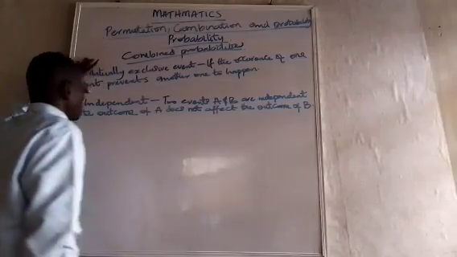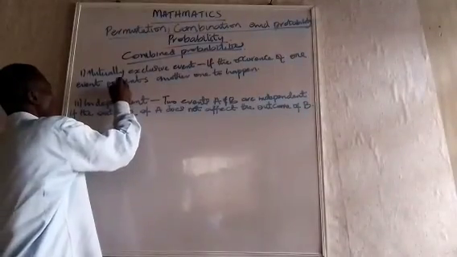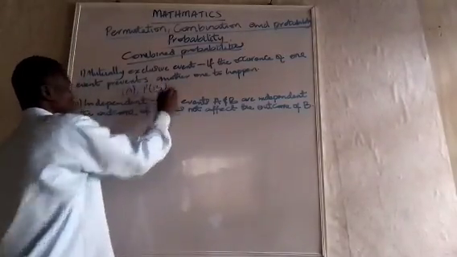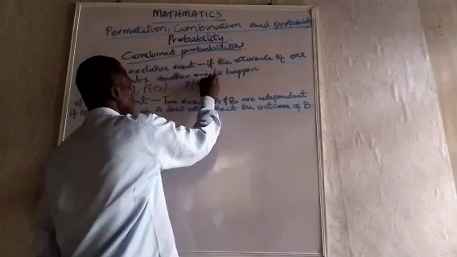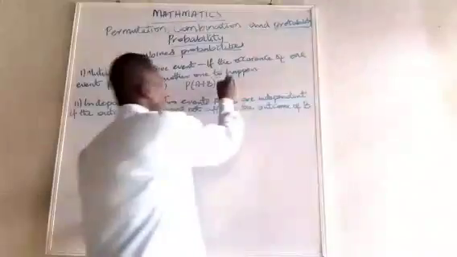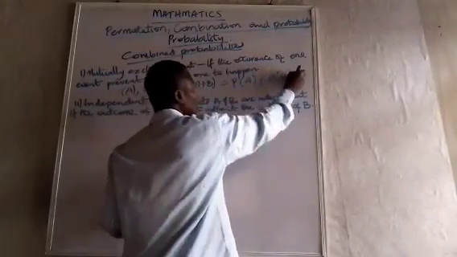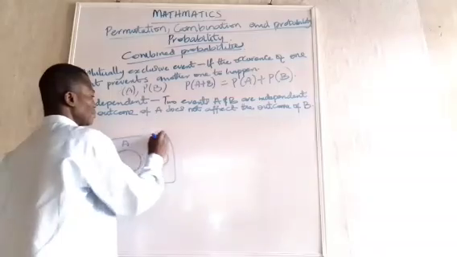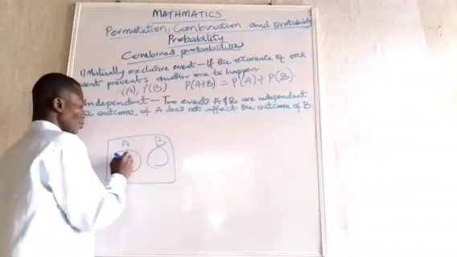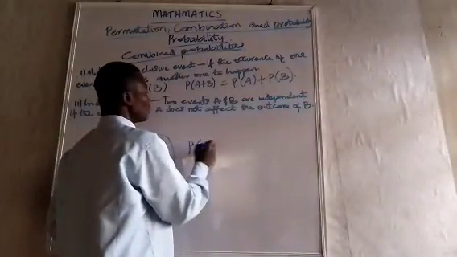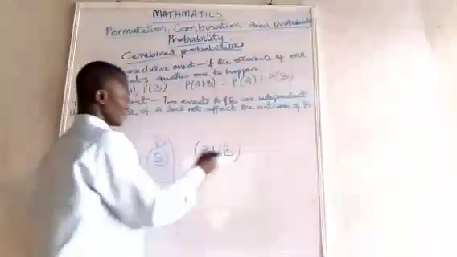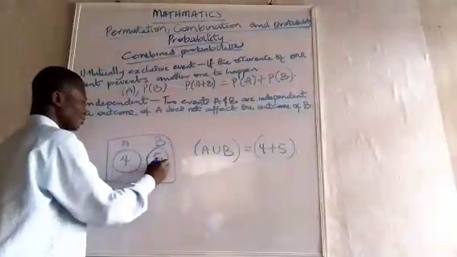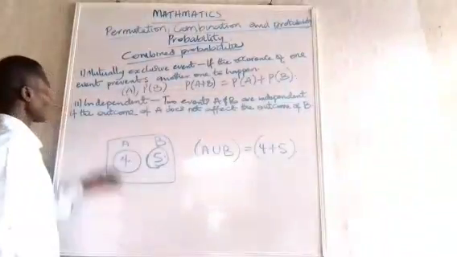Now, before I go on, in mutually exclusive events, if the probability of A is PA and the probability of B is PB, the probability of A or B will be equal to PA plus PB, just like in sets. If here I have A, and here I have B, and I have to find A union B, this one has 4, this one has 5. So the number of elements in A union B will be 4 plus 5. Why? There is no intersection. So it is disjoint.